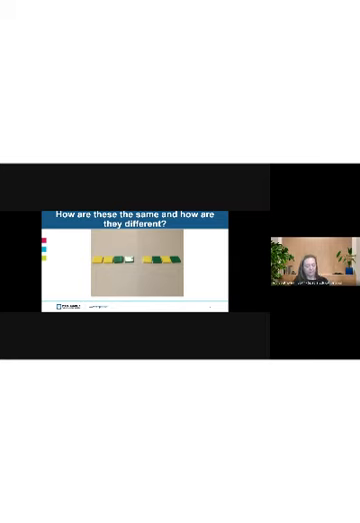Thinking of math vocabulary to use. Feel free to unmute or drop your ideas in the chat. Yeah, they both have 2 green and 2 yellow. Okay. There's both a total of 4, or quantity of 4. Both groups are made up of squares.